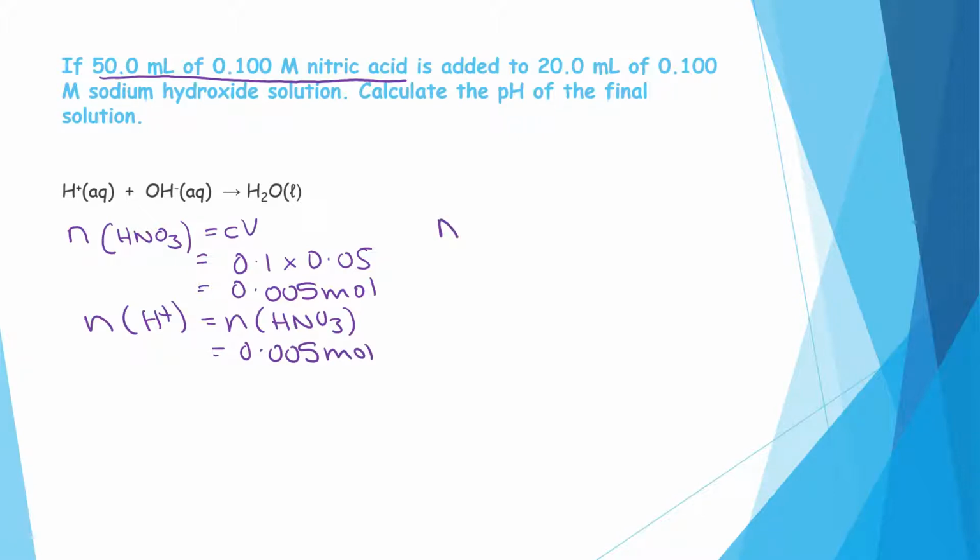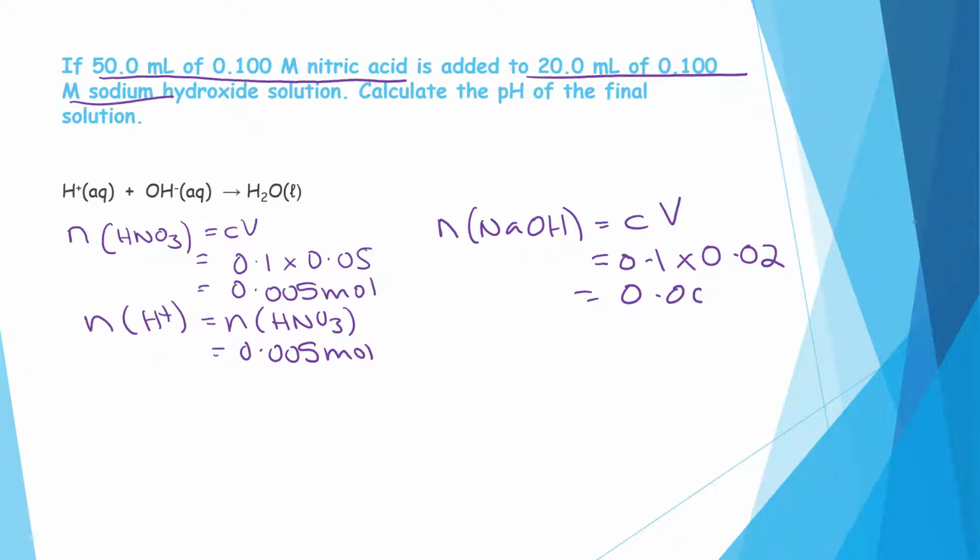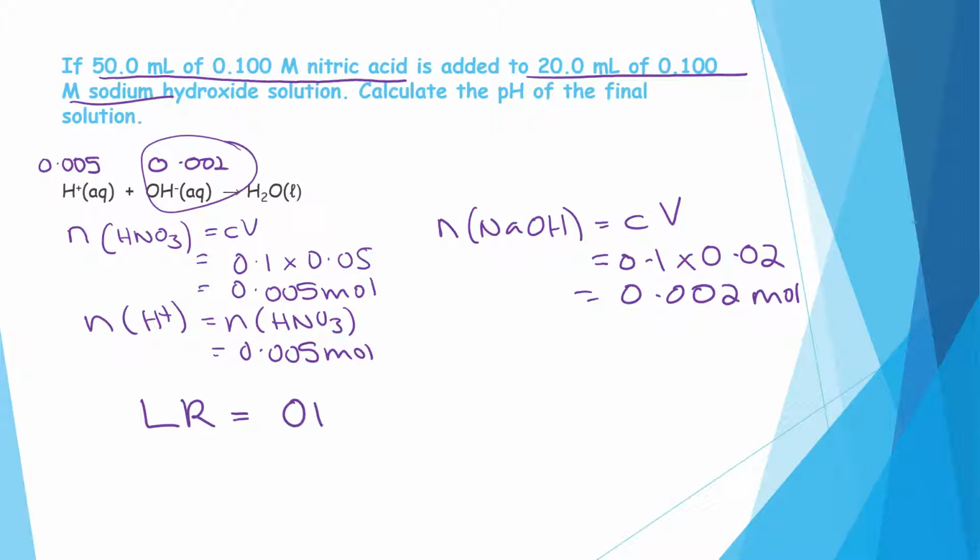Now the number of moles of sodium hydroxide is going to be equal to CV, which is equal to 0.1 times 0.02, which is 0.002 moles. Now using the equation, you can see that we have got 0.005 moles of this one and 0.002 moles from this one. So the one that's going to run out first is going to be the hydroxides. So the limiting reagent is the hydroxide ion.